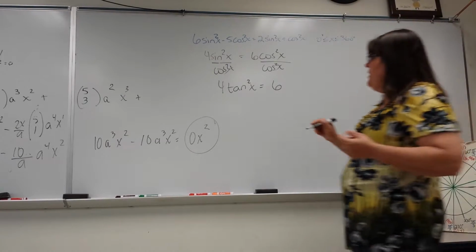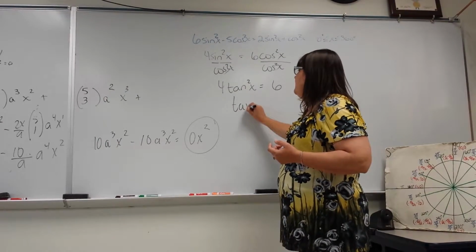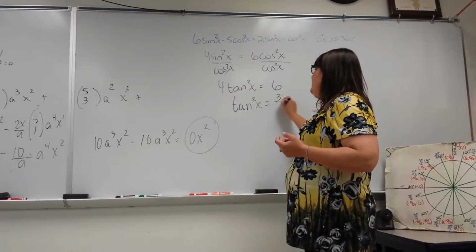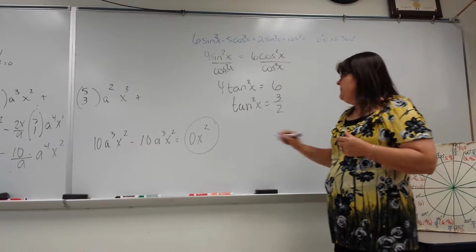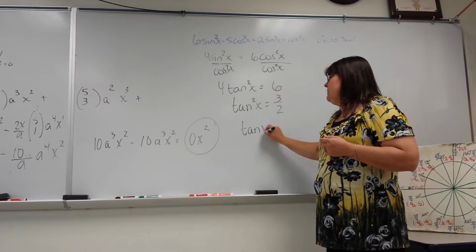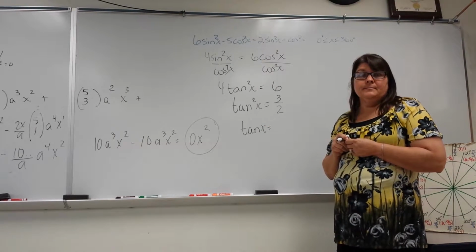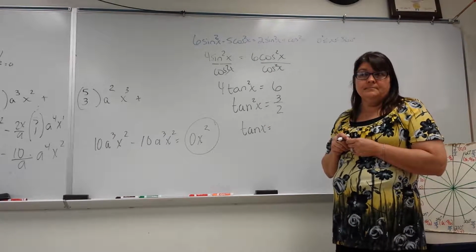Okay, so then it's 3 over 2, so we reduce it to lowest terms. Take the square root, and what do I get? Square root of 3 over 2, positive, negative. There we go.